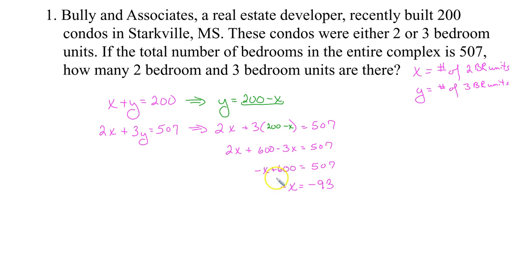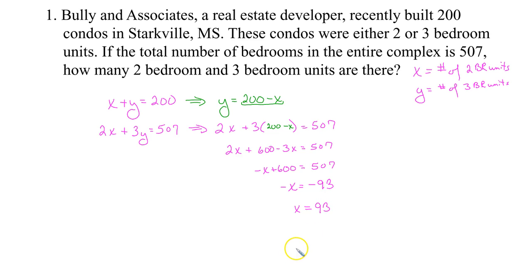I was really a little worried, not really, about this negative x, because can x be negative in this problem? And the answer is absolutely not. Why not? Because you are not going to have a negative number of units. Or you're not going to be renting a whole lot of condominiums or selling them. So if I divide both sides by negative 1, I get x is equal to 93.